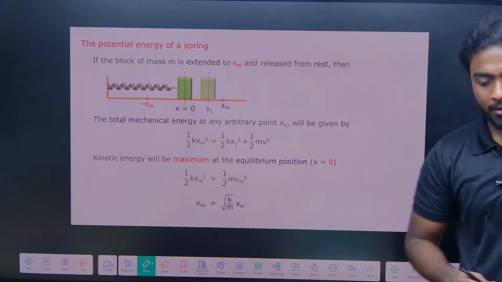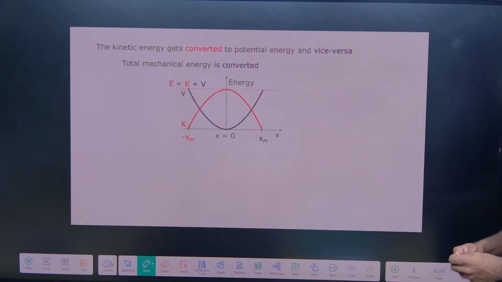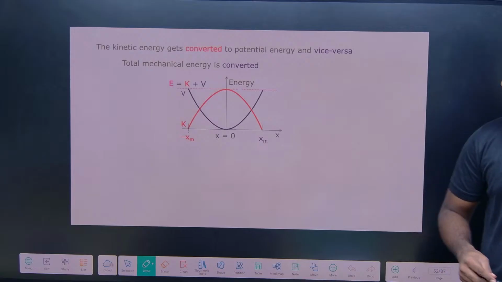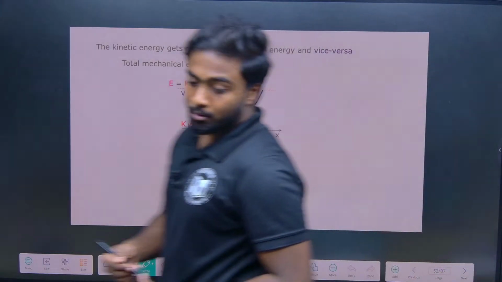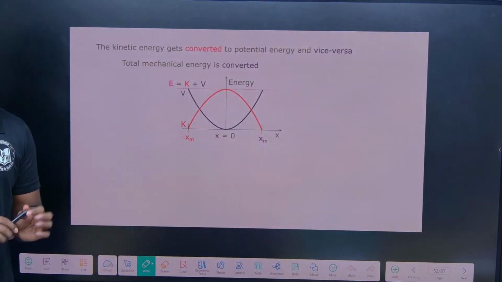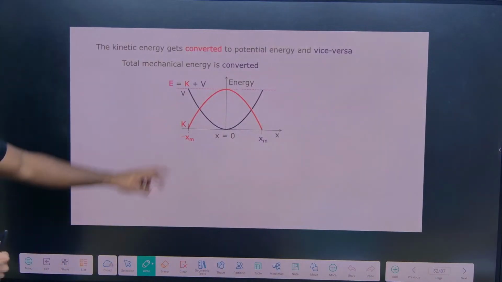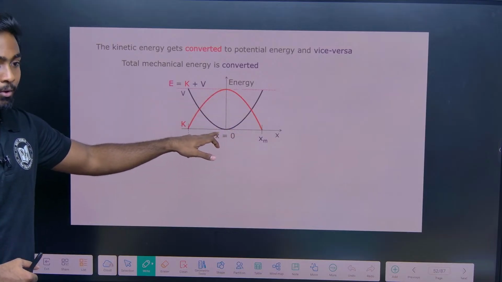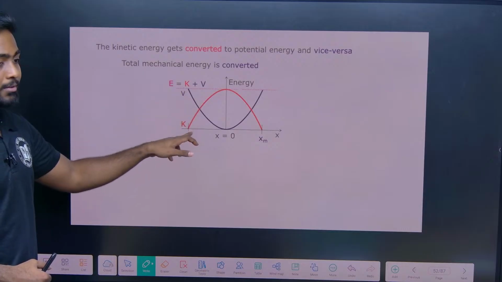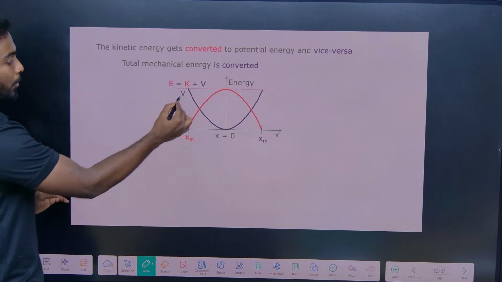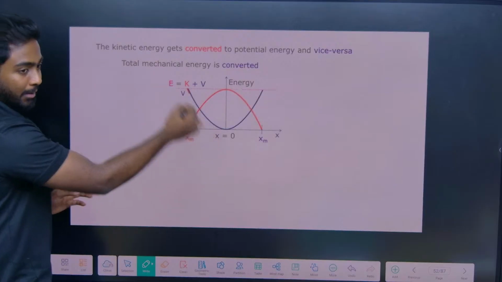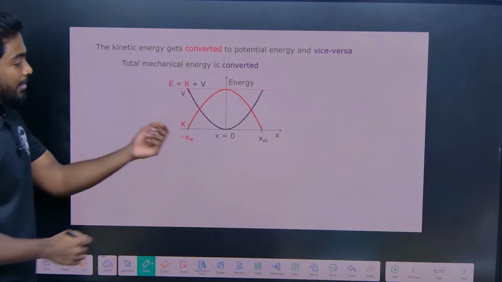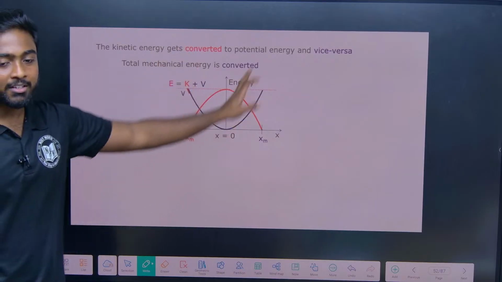Done. So here is the graph between the total energy, kinetic energy and potential energy. What we can understand from the graph is: if K is max, V will be 0. If V is max, K will be 0. When potential energy tries to decrease, kinetic energy tries to increase. Similarly, when kinetic energy decreases, potential energy increases.